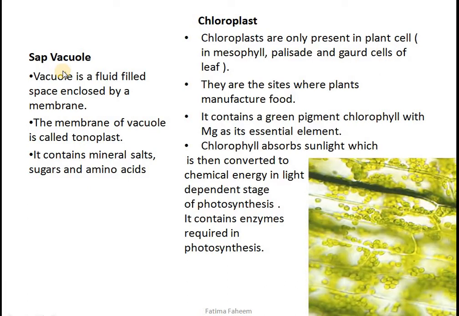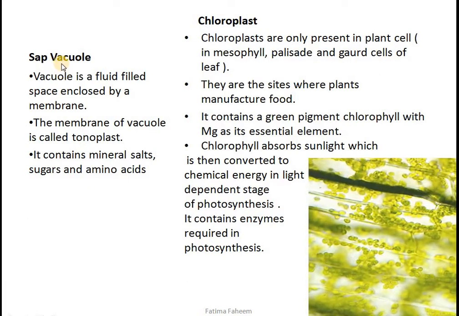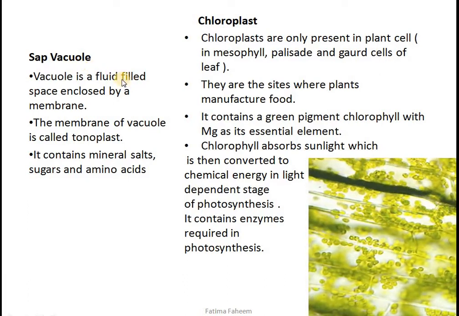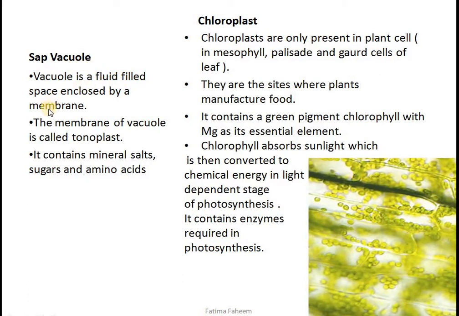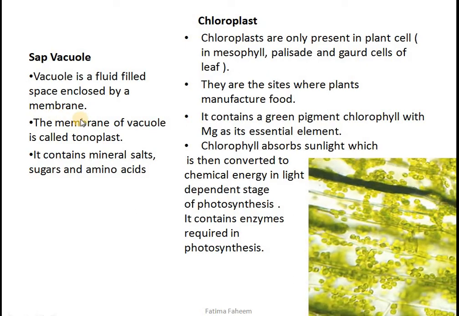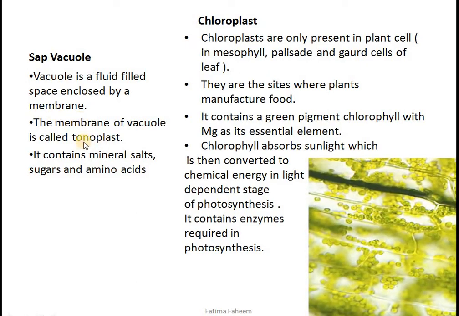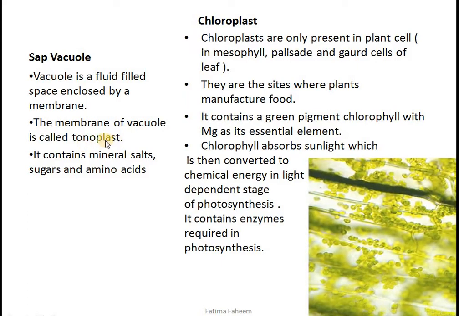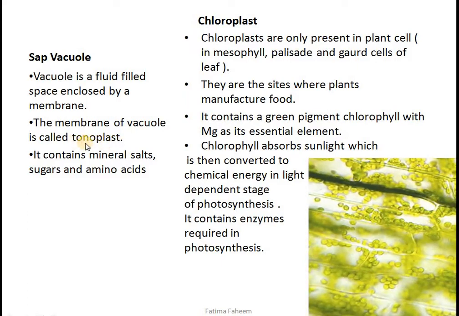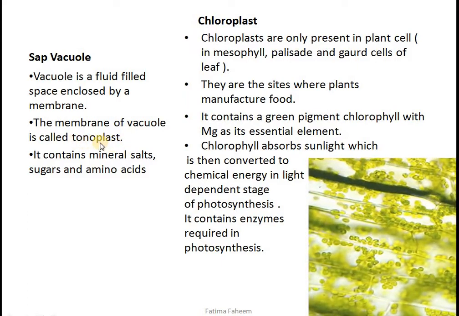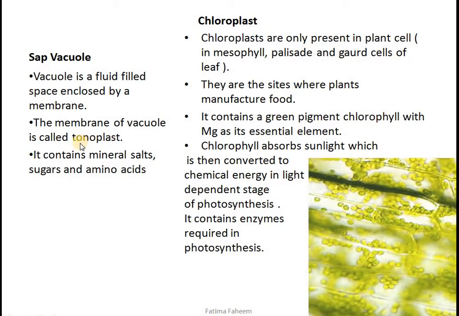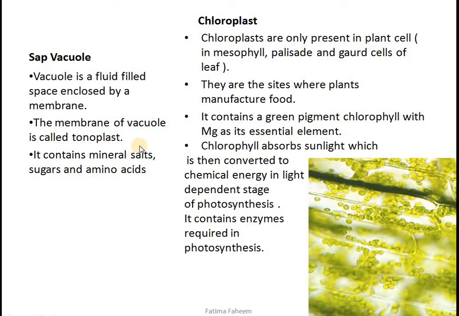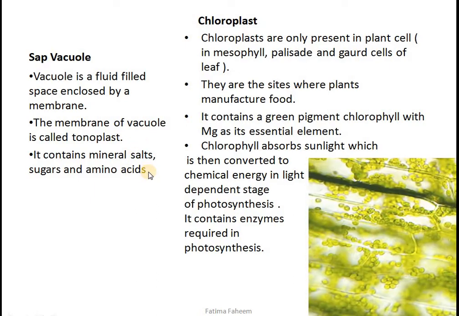I am repeating again. The vacuole in plants is centrally located. It is single and large, and it is filled with fluids and is bounded by a membrane. That membrane is called tonoplast. The nature of tonoplast is the same as that of the cell membrane, that it is partially permeable. It will allow certain molecules to come inside and will not allow other molecules. It also contains some mineral salts, sugars and amino acids.